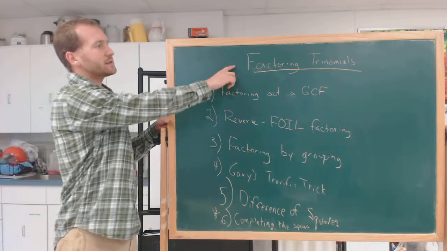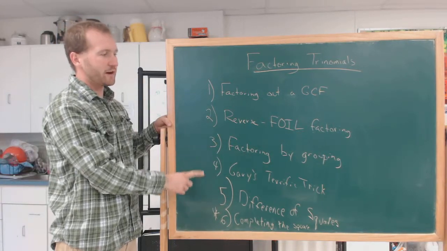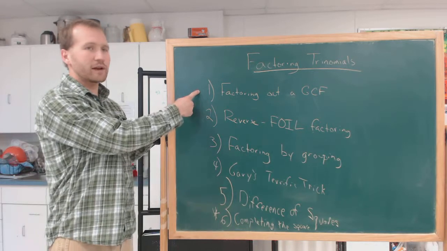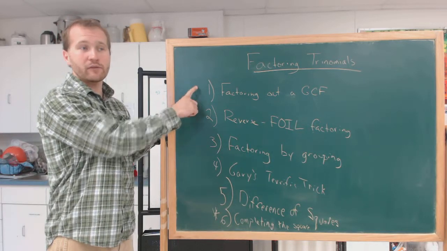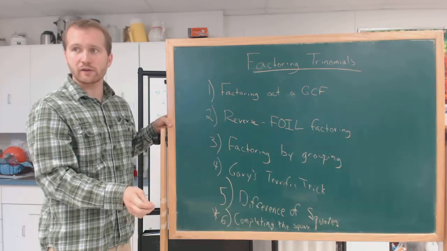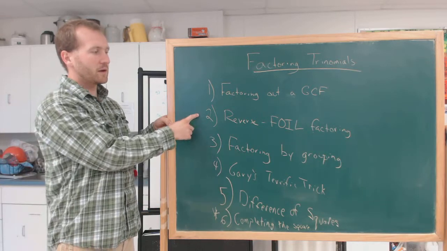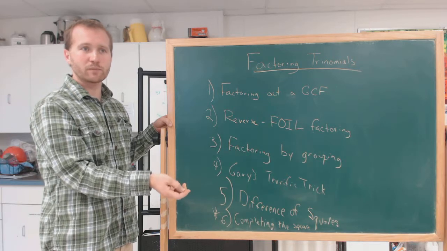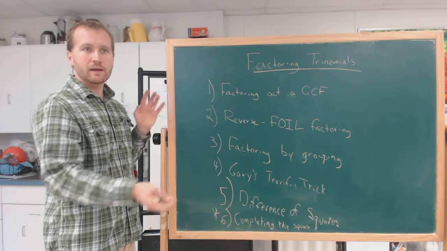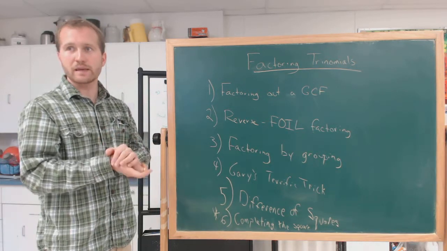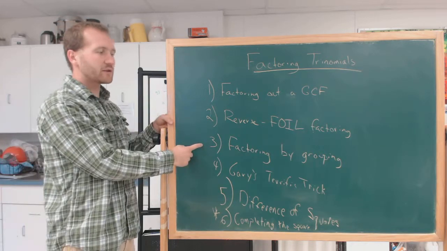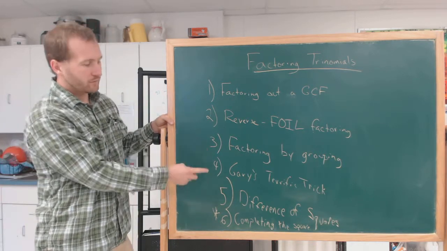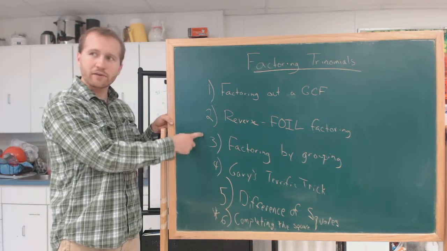Alright, so here is a list of the ways that we've already gone over to factor trinomials. Factoring out the greatest common factor. And if it equals 0, then you can just divide it off and get rid of that greatest common factor. Reverse FOIL, where you try to find two things that multiply to be C and that add to be B. Factoring by grouping. Gary's terrific trick, which comes out of factoring by grouping.